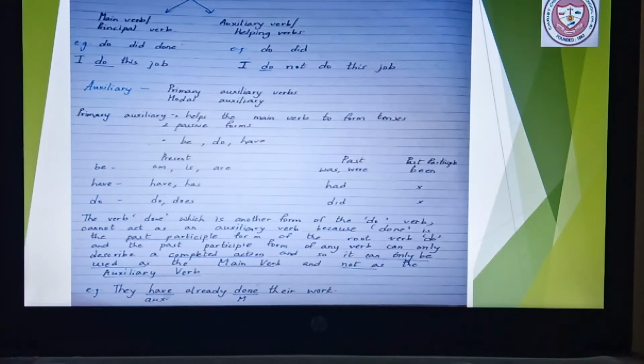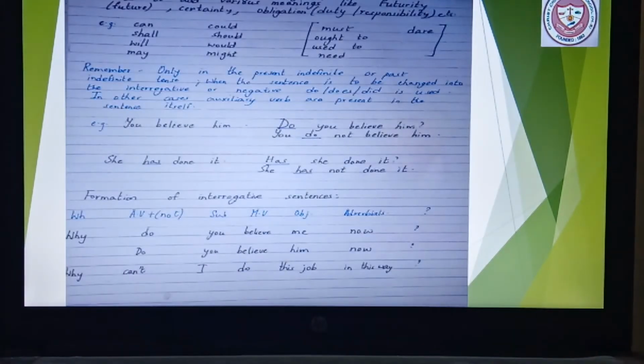So in this case, we have, isn't it? So have becomes the auxiliary verb and done becomes the main verb. So that is how we cannot use done as an auxiliary. So they have already done their work. So AUX, that is auxiliary, have becomes an auxiliary and done is the main verb. Now that we have done with what primary auxiliaries are.